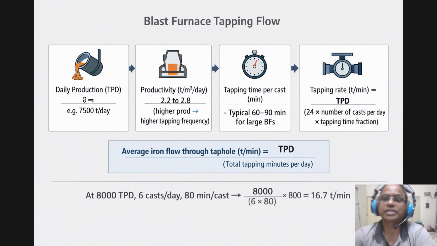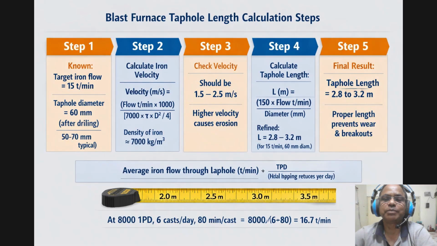As for step 4, adjust for the clay quality and refractory wear. If you have a good high-strength clay, you can reduce the length by 5 to 10%. Step 5, always add your safety margin, typically 5% for a new furnace. The key takeaway is that the length increases with the tapping rate. So do not guess, calculate using a proven correlation.